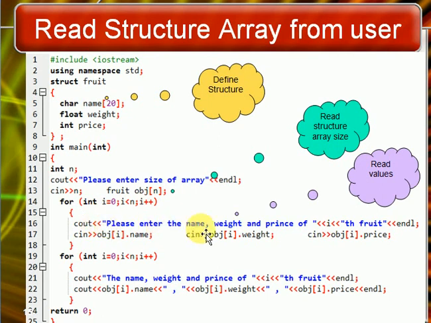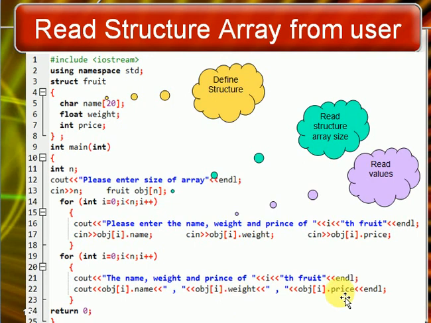A user-defined text message to read the name of the fruit, the weight of the fruit and the price of the fruit. Here we are reading the name of the fruit, that is obj of i dot name, obj of i dot weight, meaning reading the weight of the fruit, then obj of i dot price, meaning the price of the ith fruit. The loop will repeat up to n times, so it will read the name, weight and price of all fruits. Now we display the name, weight and price by using this text message and this loop. Again we are using i as the loop control variable: cout name of fruit, comma, weight of fruit, comma, price of fruit.